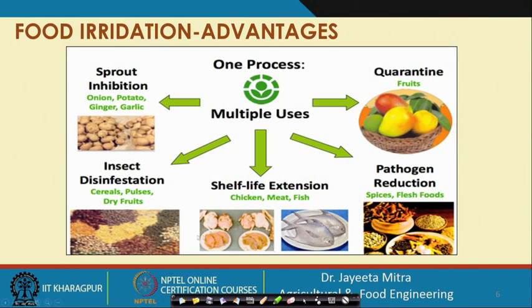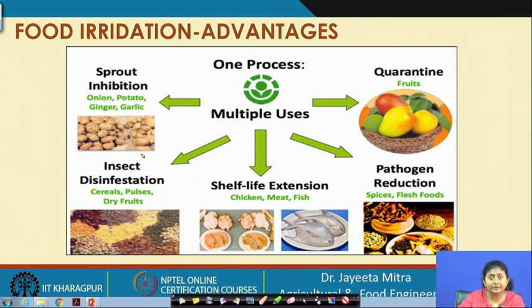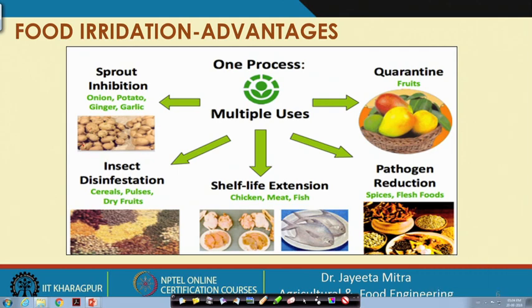So, we can see that food irradiation has several advantages. In industry, we can use it. This one process, that is food irradiation, can cause sprout inhibition. Onion, potato, ginger, garlic that we need to store for longer days in warehouses, or for some industry preparation of the product. Before preparing the product, actually we need to store it. So, if these are irradiated, then no sprout formation will be there. So, it is very beneficial.